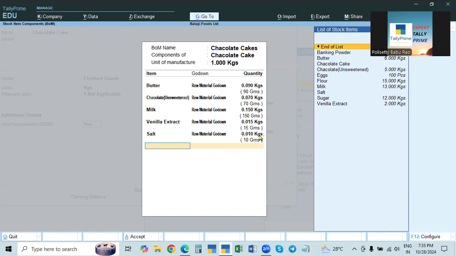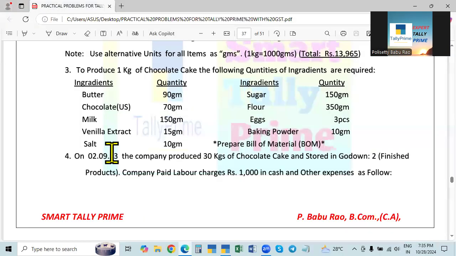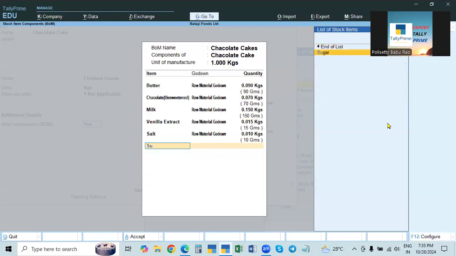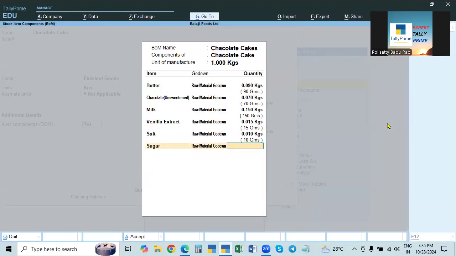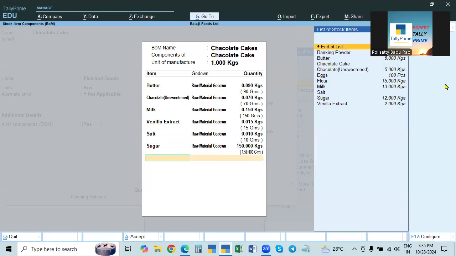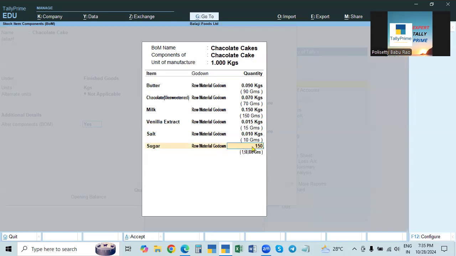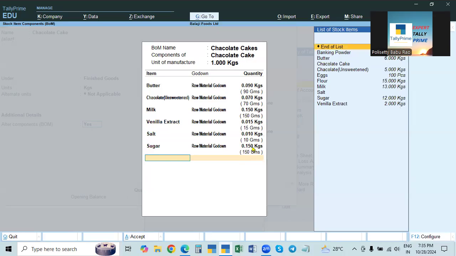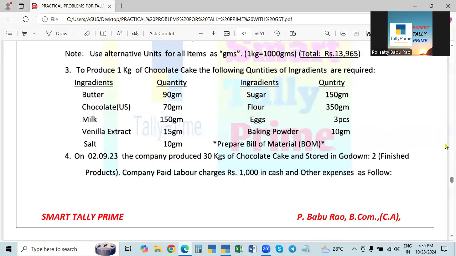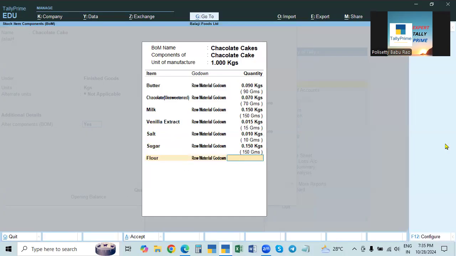If you do that, it will be automatically converted into the main unit, and the alternate will be shown in the brackets. And then salt, then sugar. For sugar, from the raw material godown, the requirement is 150 grams. Suppose we give 150, it would take 150 kg, 1,50,000 grams. Okay, it is 150 grams only.